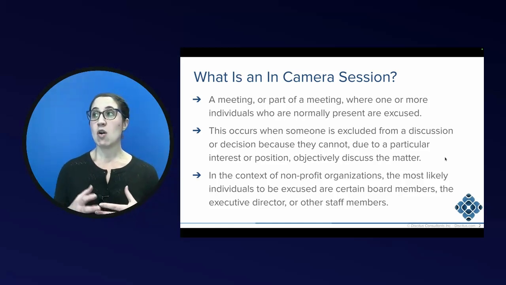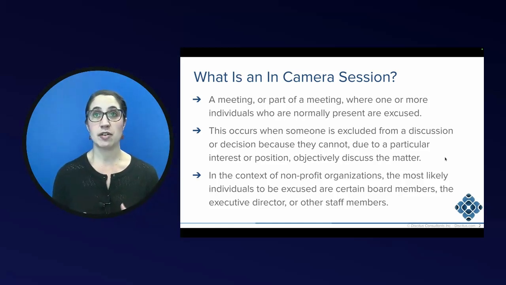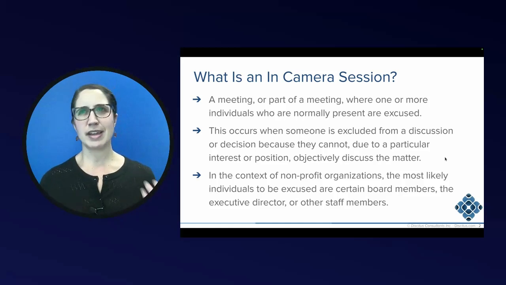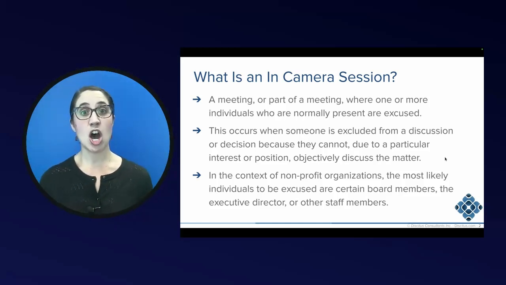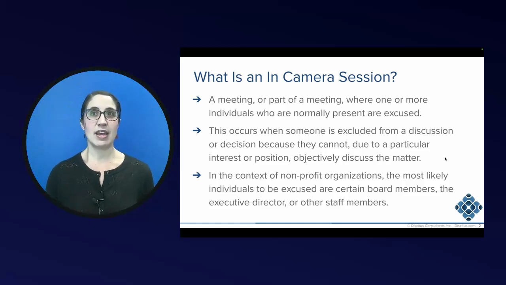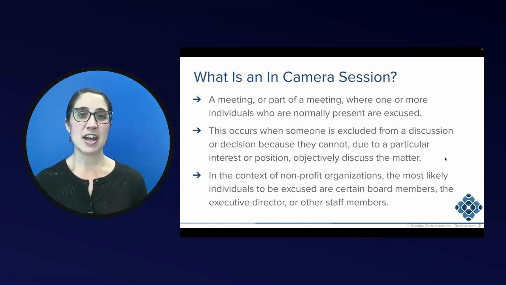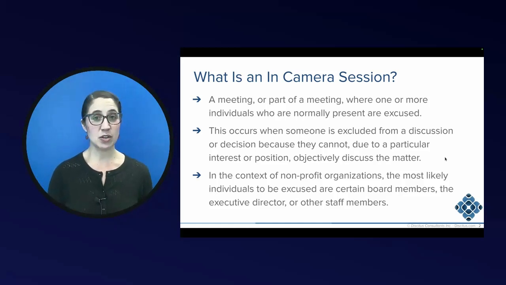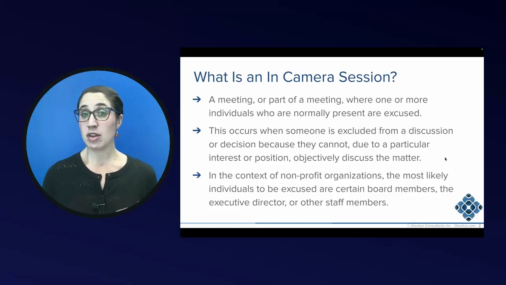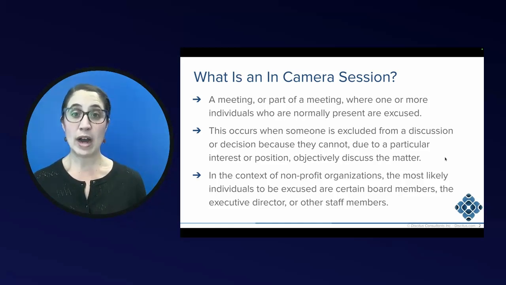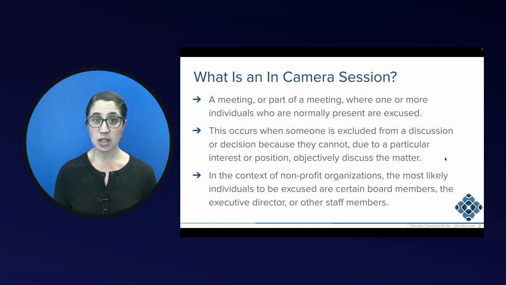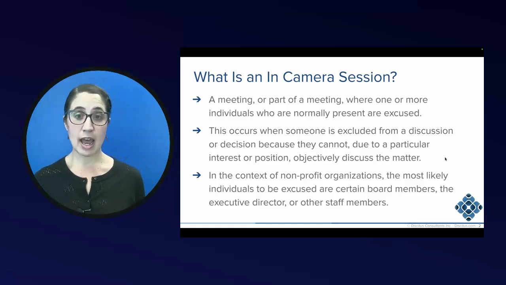We kind of want to go a little bit outside of the notion here that really only the executive director or another employee can be excluded or not invited to a certain session or a certain discussion at the board level, right? An in-camera session could be used to address an issue with a certain board member, for example. While it might be somewhat unusual, it does happen, and it could happen.